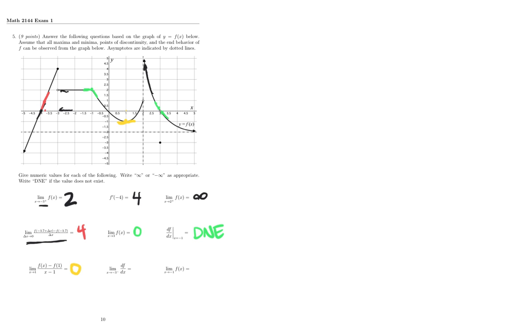The next one is looking at the limit as x approaches -3 from the left. As x approaches -3 from the left, my y values are going up to the y value 4. So that's equal to 4. And then this is the limit as x approaches -1, and this is a two-sided limit. So as x approaches -1, from the left and the right, both are approaching the y value 2. So the correct answer there is 2.